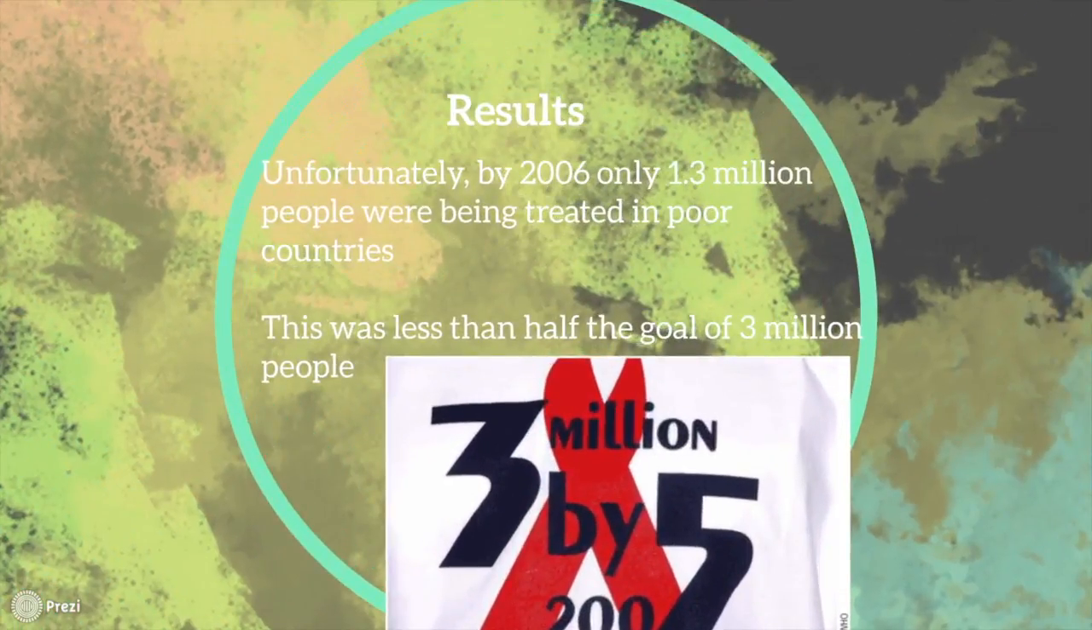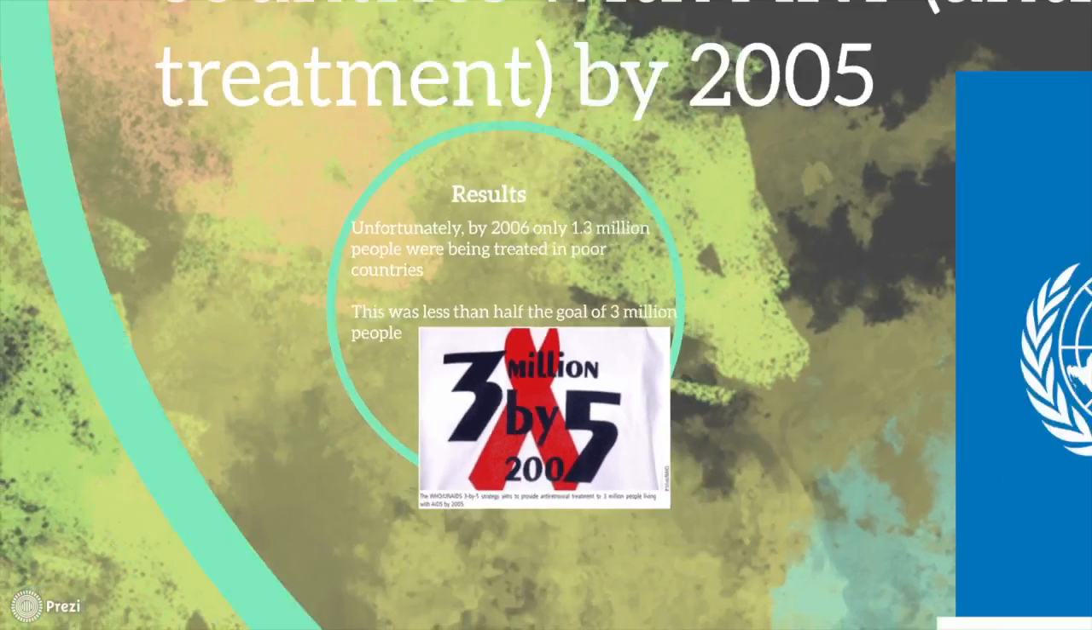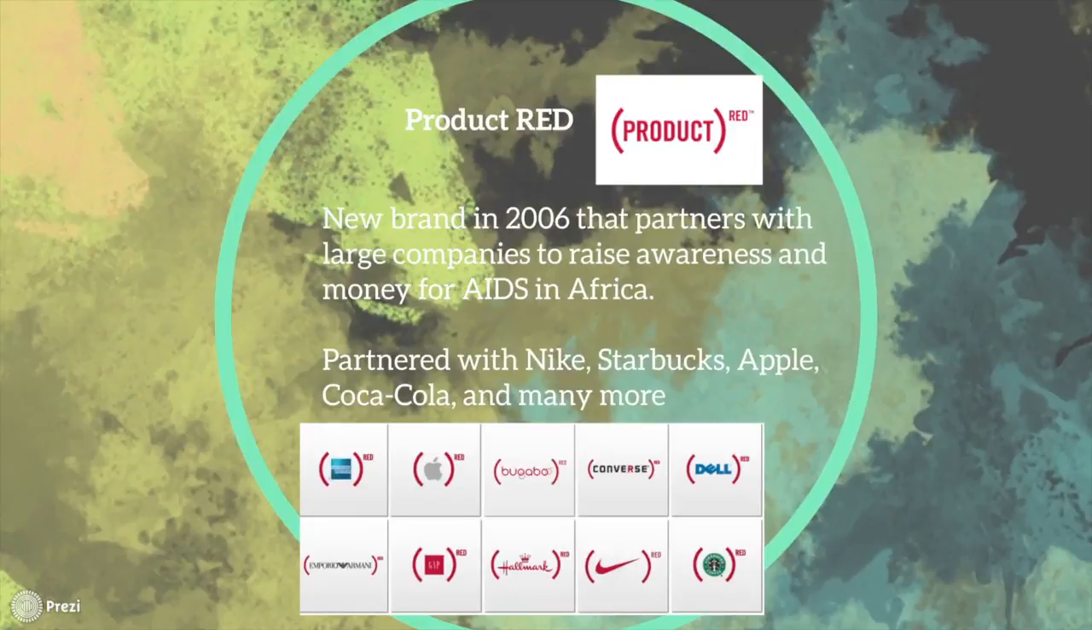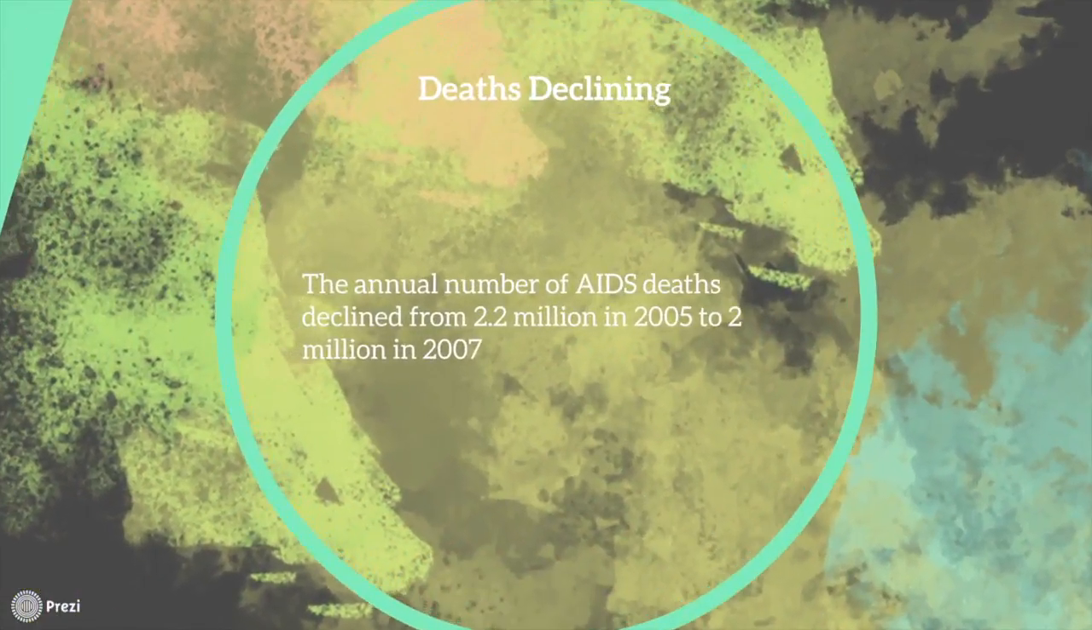Unfortunately, by 2006, only 1.3 million people were being treated in poor countries. This was less than half the goal. There's a new brand in 2006 called Product Red that partners with large companies to raise awareness and money for AIDS in Africa. It partnered with Nike, Starbucks, Apple, Coca-Cola, and many more. The annual number of AIDS deaths declined from 2.2 million in 2005 to 2 million in 2007.